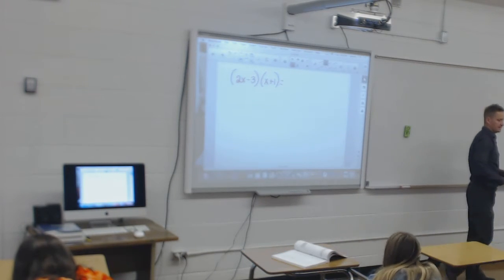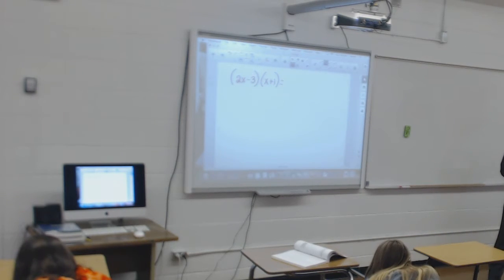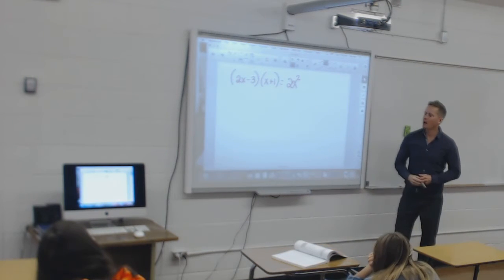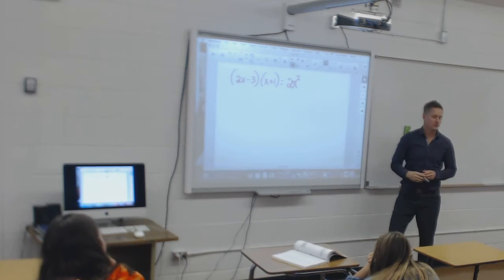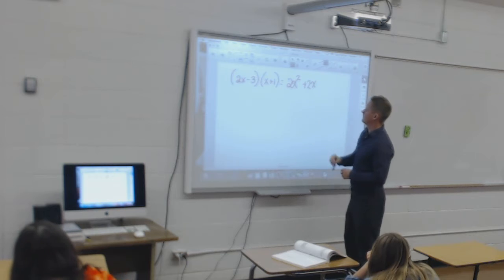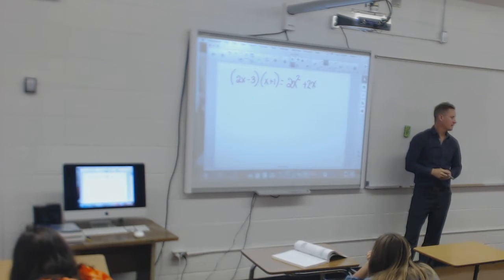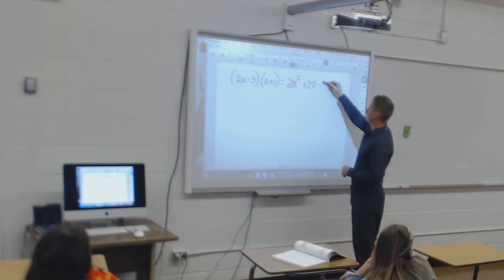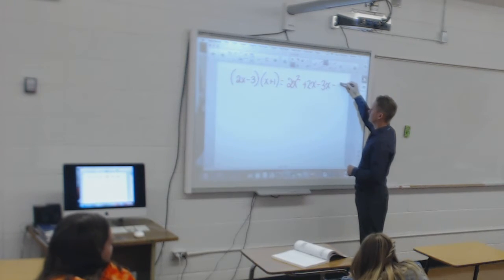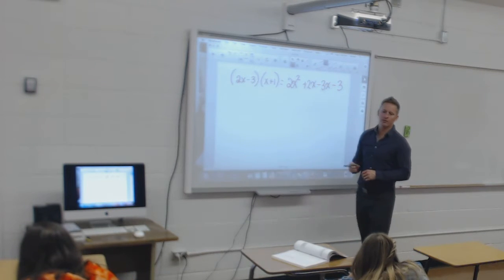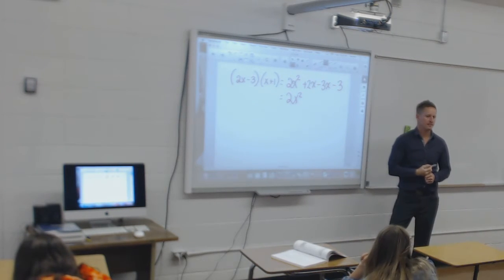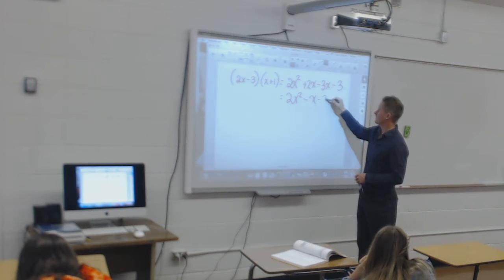Okay. First, what's the first in each bracket? 2x and x, right? 2x squared. Nothing changes. The outside, 2x and 1. So when I multiply them, 2x times 1 is 2x. Okay, the inside, negative 3x. The last, negative 3 times 1, which is negative 3. Collect your like terms. 2x subtract 3x is minus x, minus 1x, minus 3.